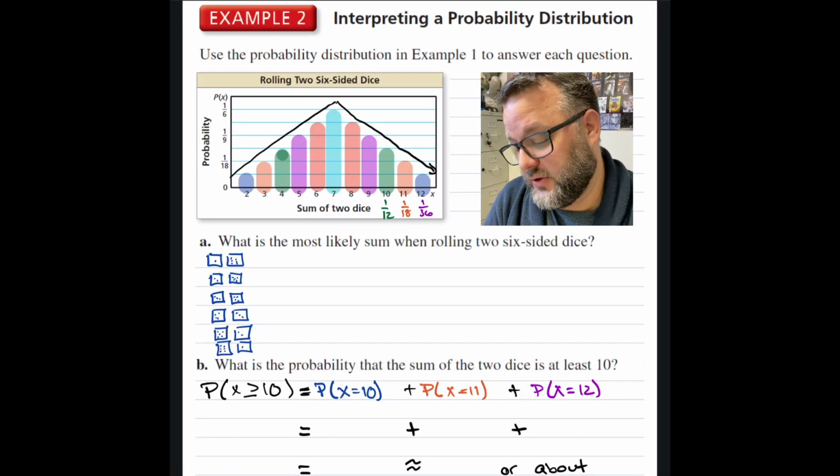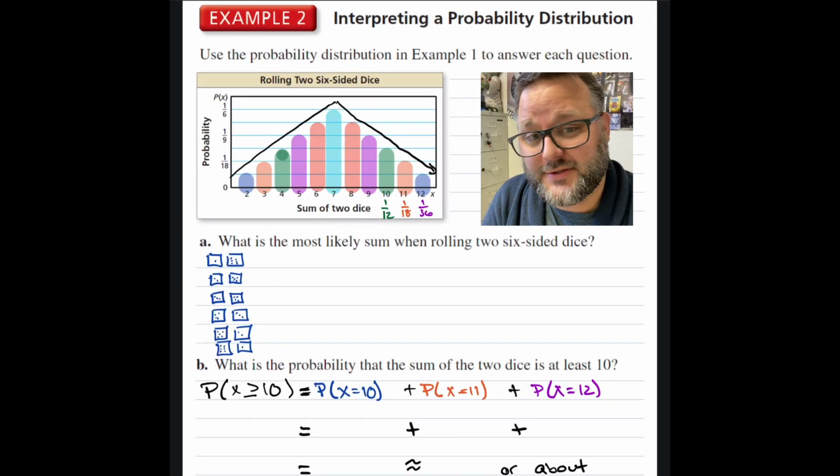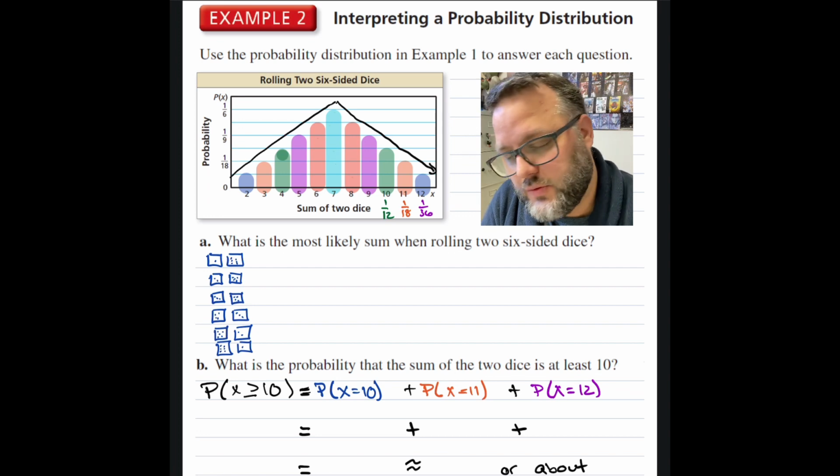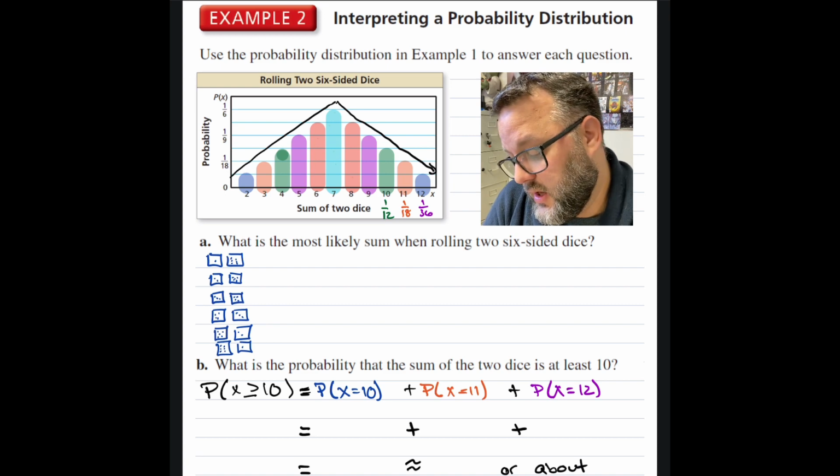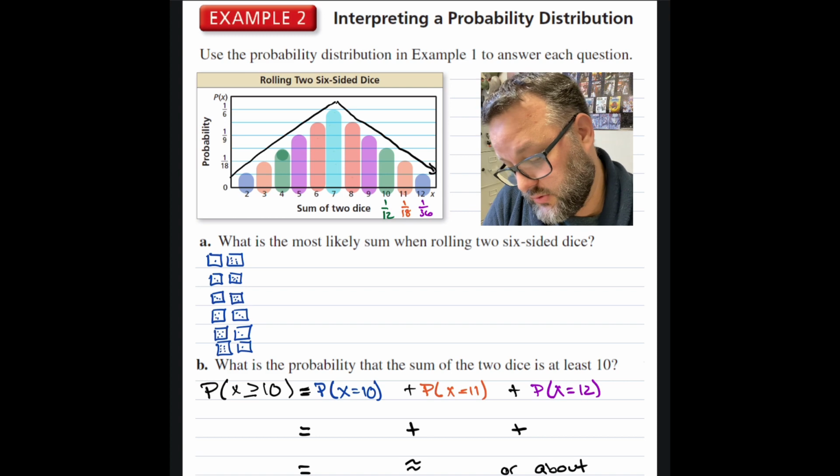Example 2, interpreting a probability distribution. All right, so we're using the same distribution chart that we created from example 1, as you can see, and we're going to use the probability from that to answer each of the following. A, what is the most likely sum when rolling 2 six-sided dice?